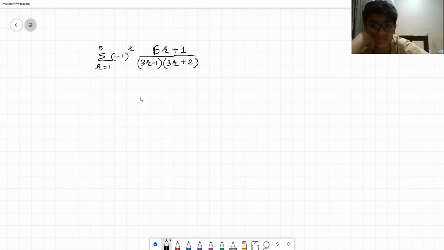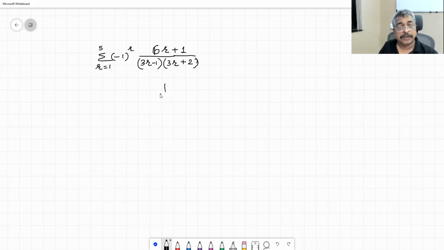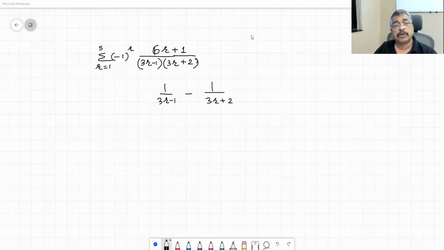Okay. So now we intend to do this: 1 upon 3r minus 1 minus 1 upon 3r plus 2. But then we have this minus 1 raised to r to be taken care of. So suppose we write minus 1 raised to r here. We are putting r is equal to r plus 1 in this to get this. So this should be minus 1 raised to r plus 1.